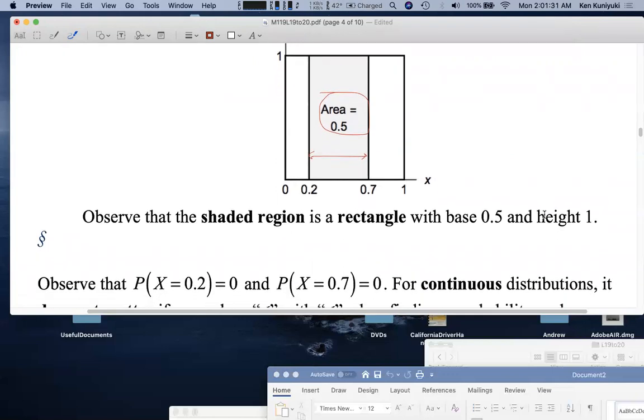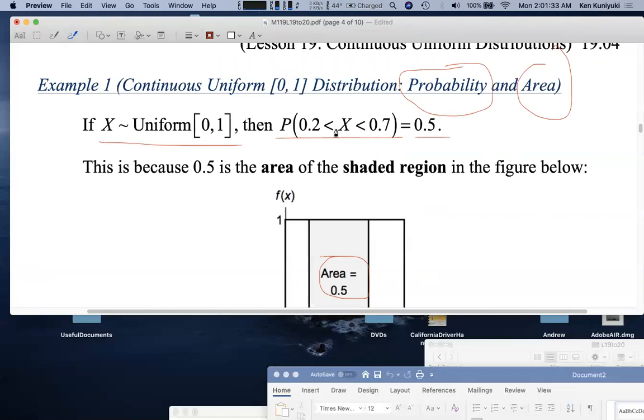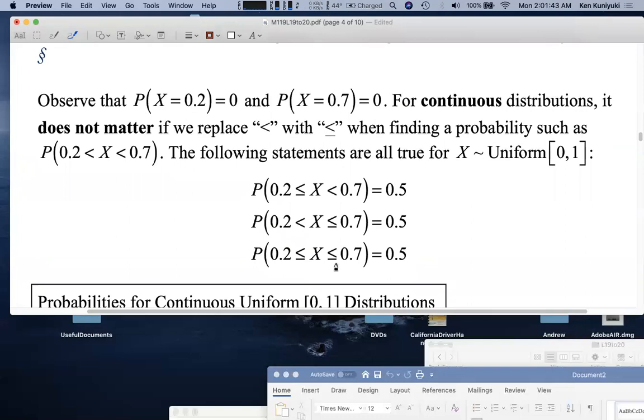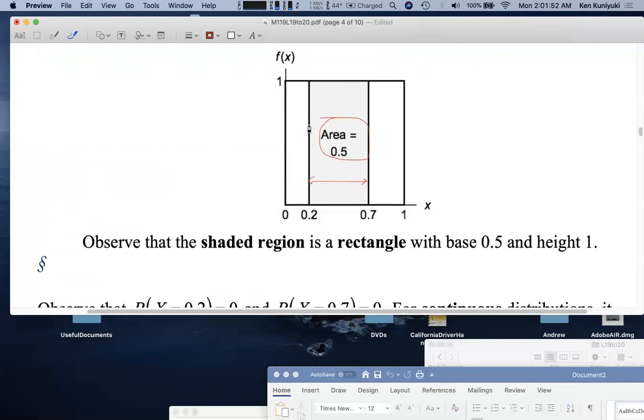Now you might be asking, what happens if instead of is less than, we have is less than or equal to? It turns out not to matter. So all three of these probabilities have the same value as before. It's going to be 0.5 for all of these, because it doesn't matter whether you include the actual line segment here or not. The area here is still 0.5, regardless of the actual boundaries, whether or not they're included.